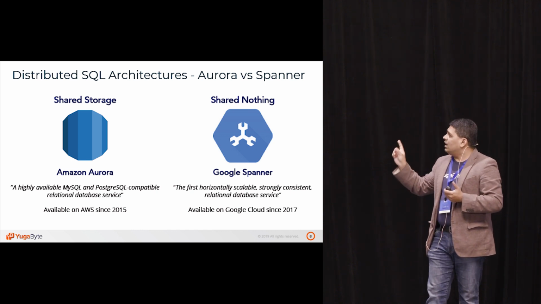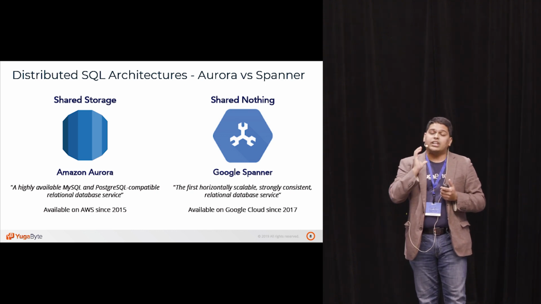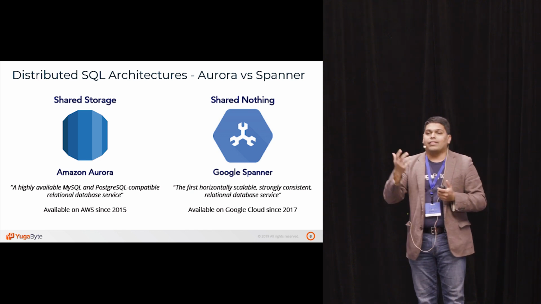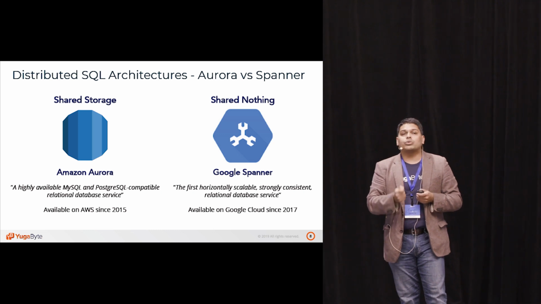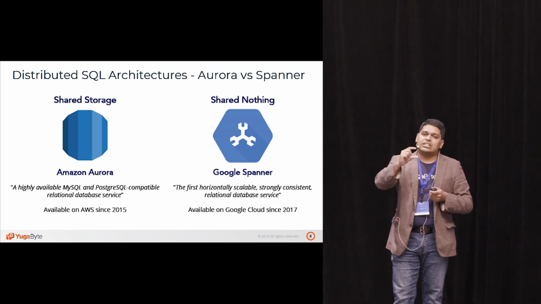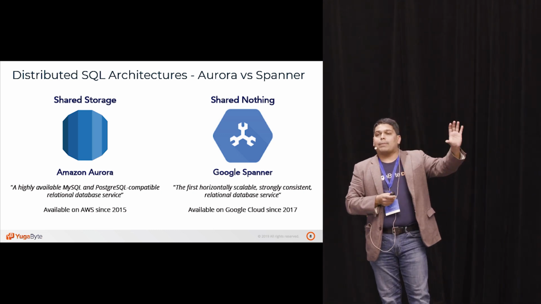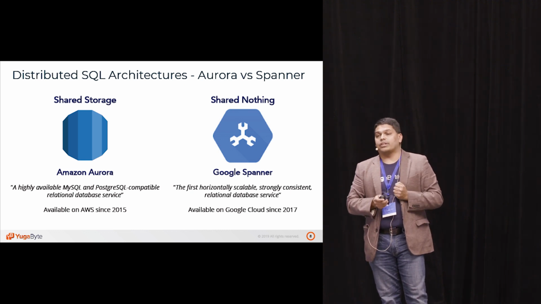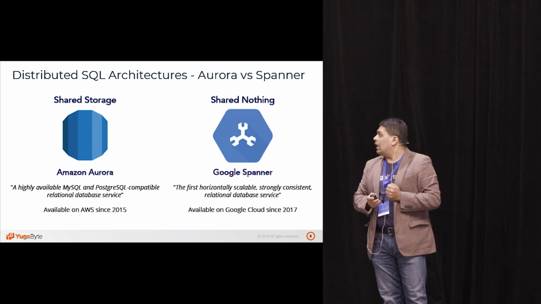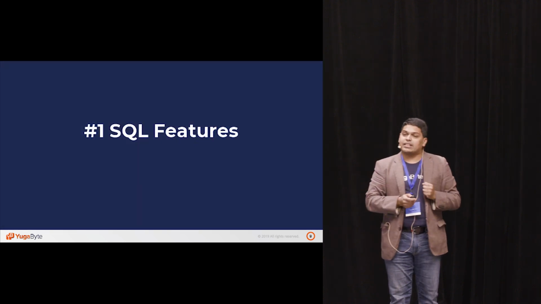And if you see, one of them is based on the shared storage architecture paradigm, and the other one is based on a shared nothing architecture paradigm. And that's what I'm going to talk to you about, how each of these architecture paradigms maps to the 5 desired properties we want out of our distributed SQL databases. Let's dive right in. First is SQL features.